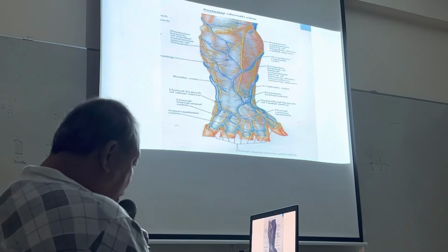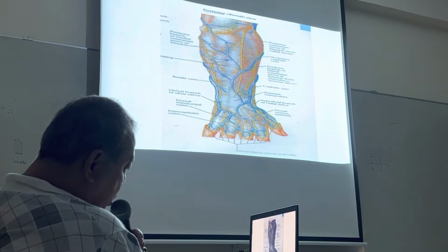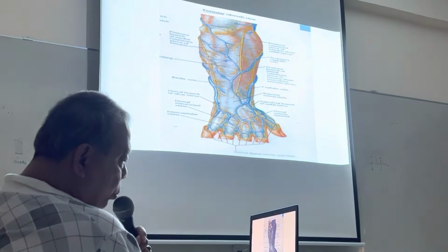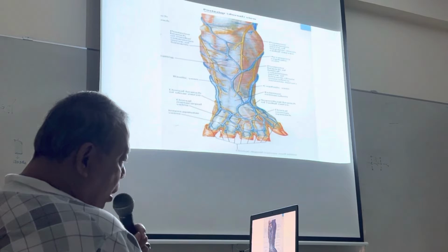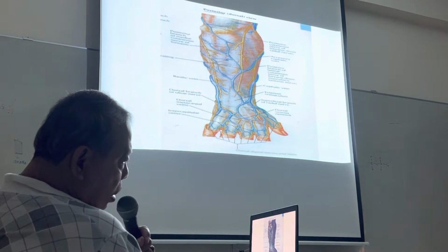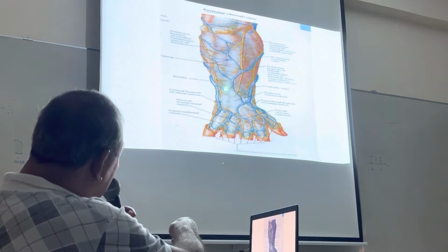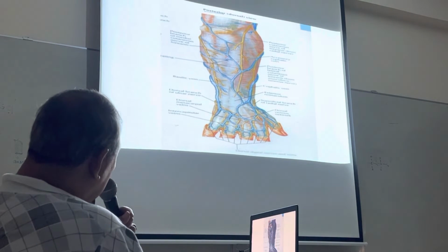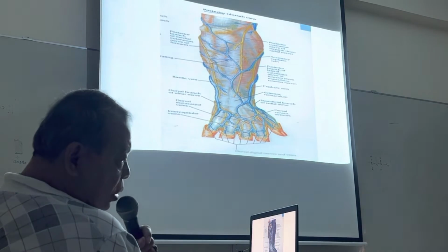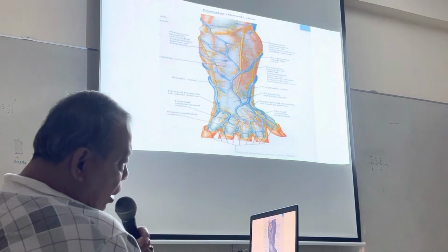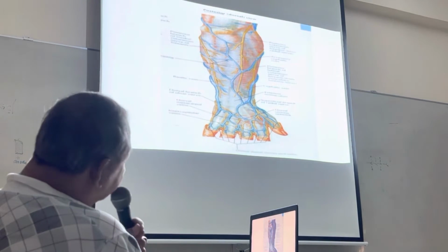We mentioned before that the veins in the body, unlike the arteries, are divided into two groups. You have superficial veins and you have the deep veins. The superficial veins are the ones that you can find in superficial or cutaneous structures. These are found in the skin, while the deep veins are the ones that accompany the arteries, and usually the deep veins will follow the name of the artery.